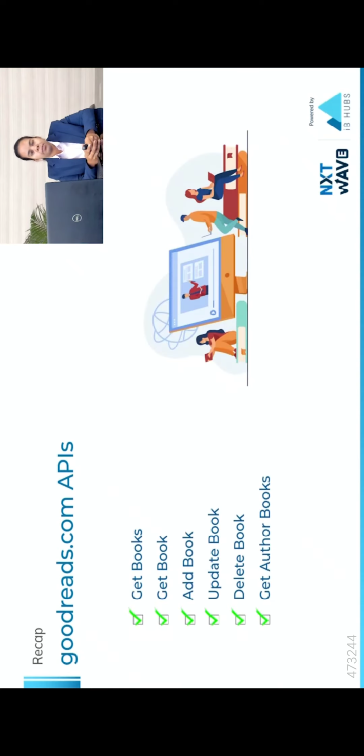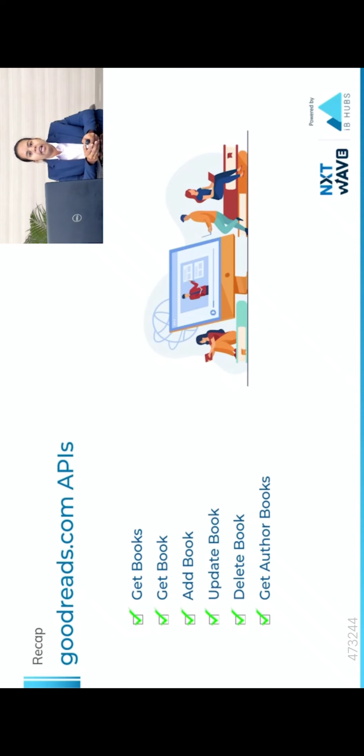To set up the code playground for today's session, you need to run this ccbp start command, right? Then the code playground will be set for today's session. Previously we have written various APIs, right? The getBooks API, getBook, addBook, updateBook, deleteBook, and getAuthorBooks APIs. Like this, we have written various APIs.